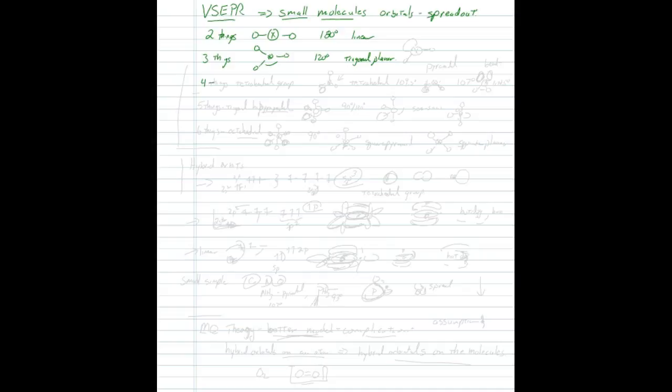If you have four things attached, you are in the tetrahedral group. If you are attached to four atoms in three-dimensional space, it looks like this, where this one is projected out into space and this one goes behind. You have tetrahedral, with 109.5 degrees.